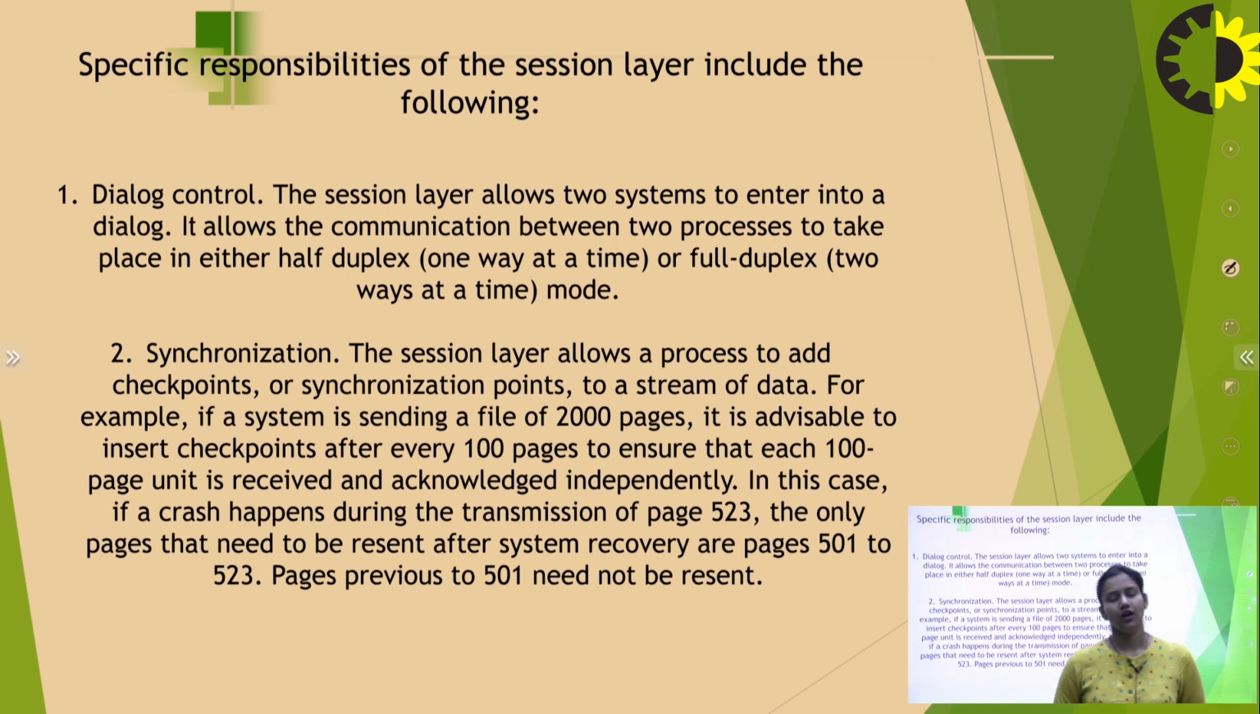We all know there are three types of communication processes. First is simple duplex, then half duplex, and full duplex. In simple duplex, we are sending data only one way, like when we are receiving OTPs. We can't send a reply message to the OTP messenger.